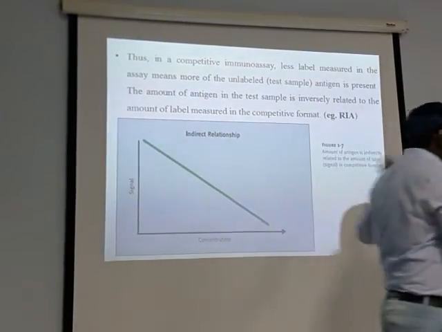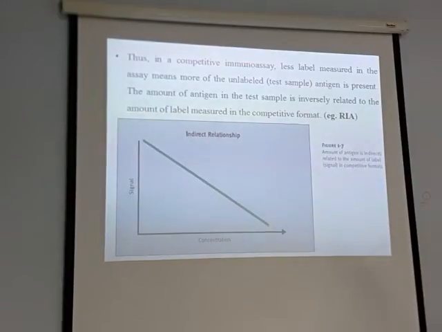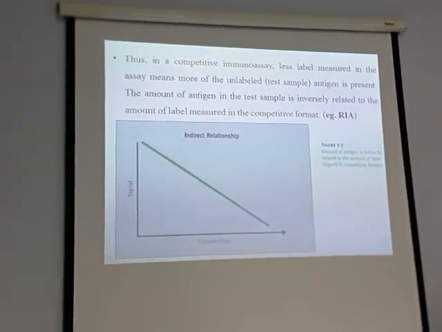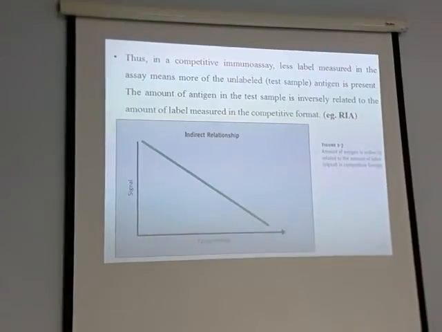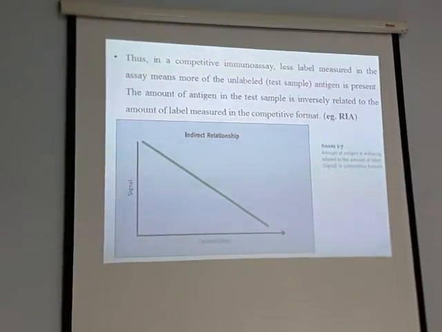So in the competitive immunoassay, less labeled antigen measured means the competition is in favor of the unlabeled antigen. When the assay results show less labeled antigen in the sample, it means more unlabeled antigen goes and binds to the antibody. When there is less labeled antigen, what does it indicate? More unlabeled antigen is present in the sample.